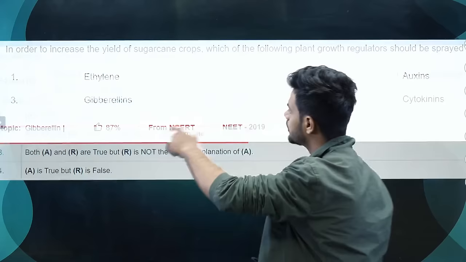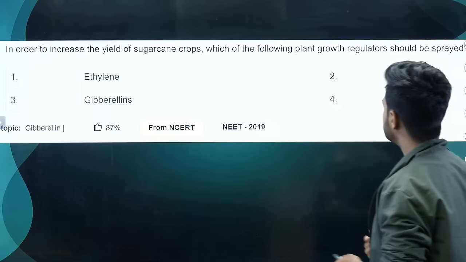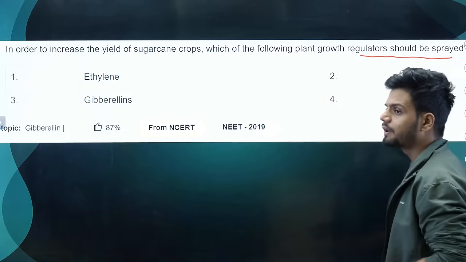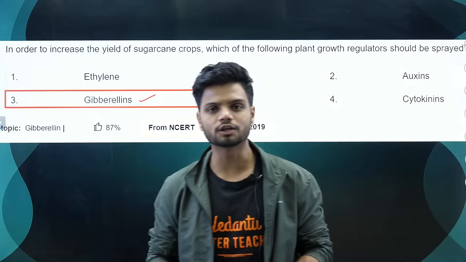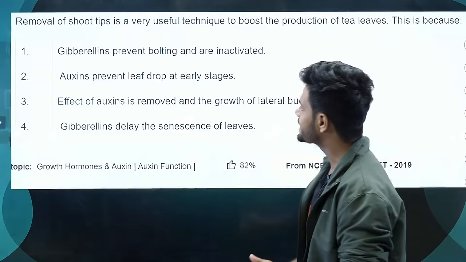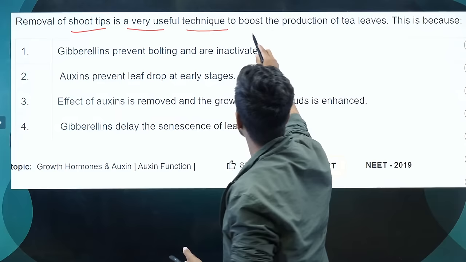First question. In order to increase the yield of sugarcane crops, which of the following plant growth regulators should be sprayed? Which plant growth regulator should be sprayed if you want to increase the sugarcane? Answer is very simple. That is your gibberellins. Gibberellins are added to increase the plant growth.